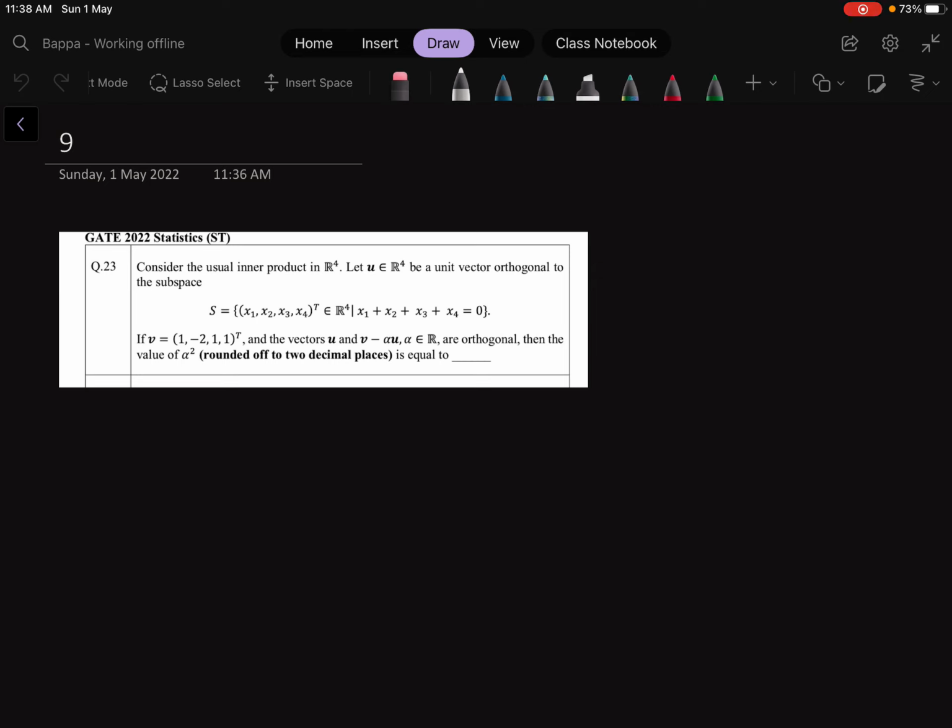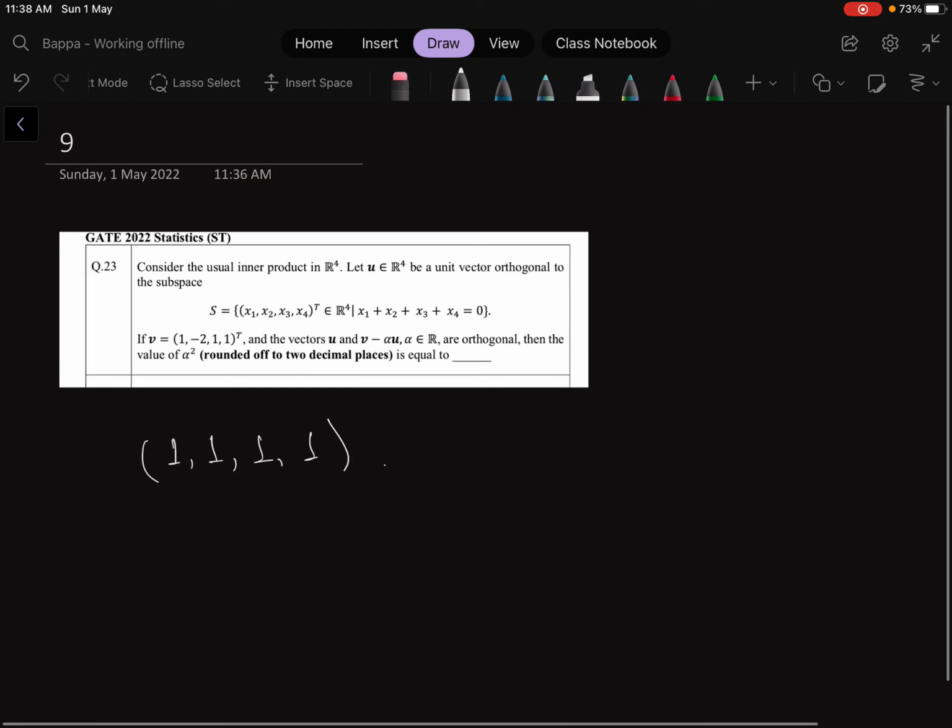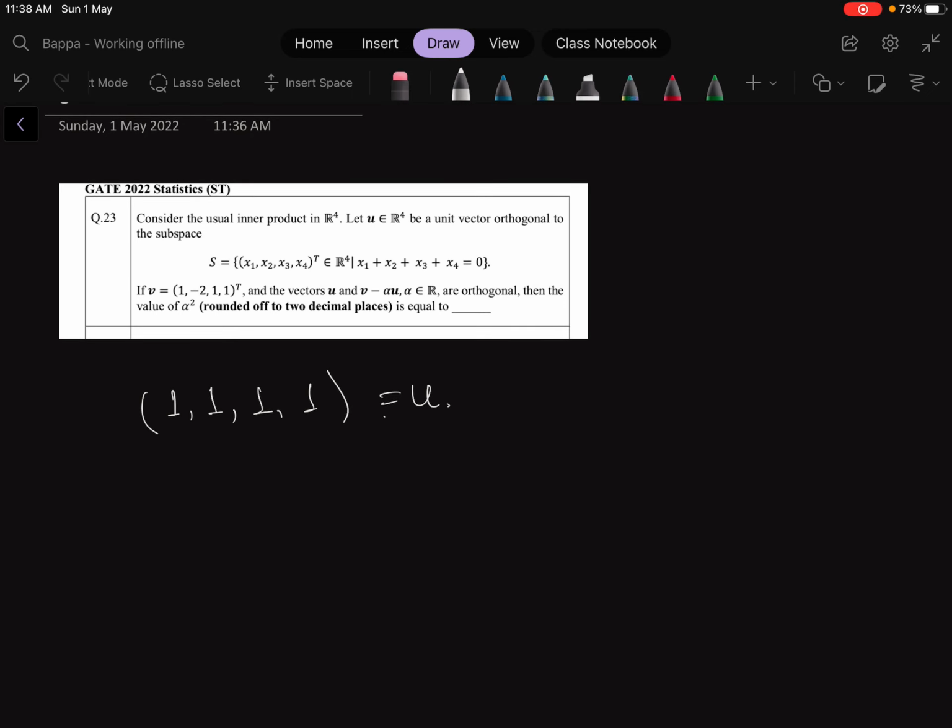So you see that all the vectors in S are actually perpendicular to (1, 1, 1, 1). So this is our vector u. For all x in S, x times u is equal to x1 plus x2 plus x3 plus x4, and you know this is equal to 0. So u is perpendicular to S.